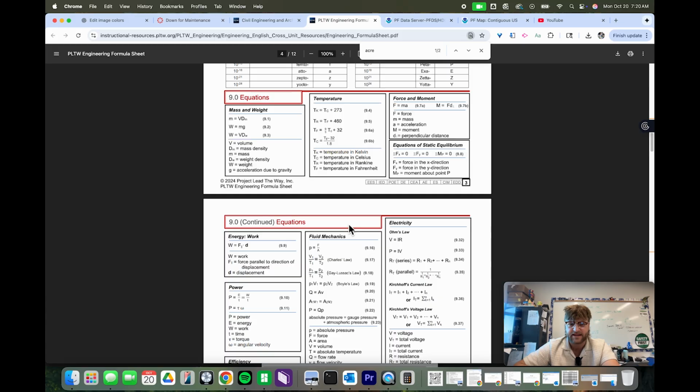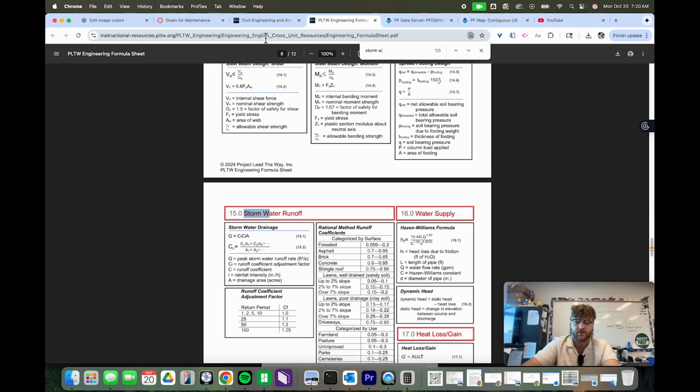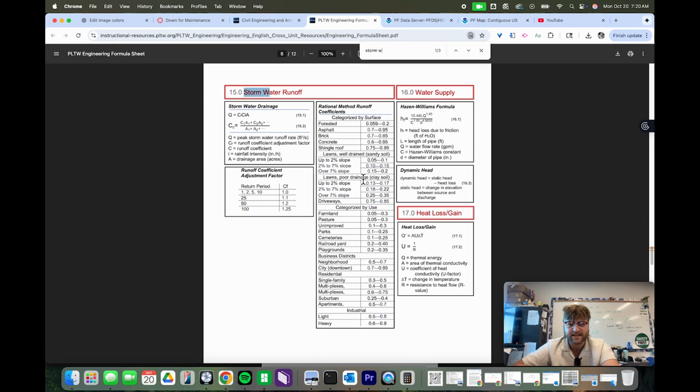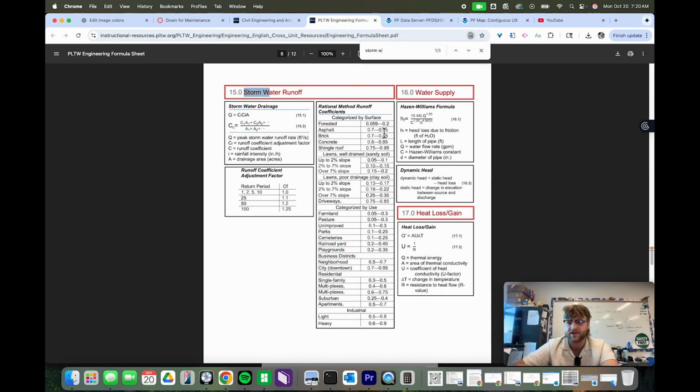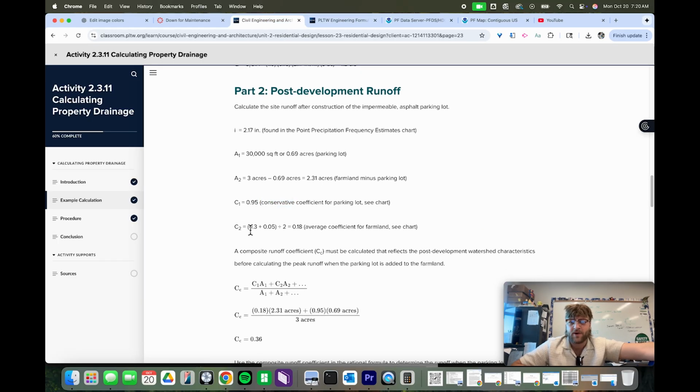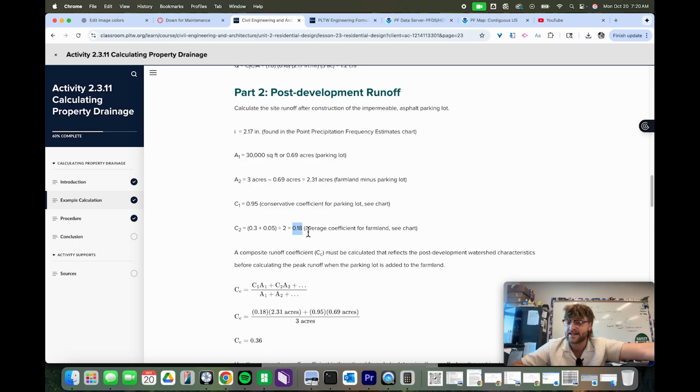Now C is for the parking lot, right? And so if you look at this, we can go back to our stormwater runoff section. And this is an asphalt parking lot. Now they say to use the conservative coefficient for the parking lot. And so if you use the conservative one, you're going to end up putting this at the highest range there, which is 0.95 for that. So that's how we end up getting that number there. So moving on, we've also got C2. So C2, they just have us using the average coefficient for the farmland, just as we did in the pre-development. And so that's still going to be 0.18, where we're rounding that up to the nearest tenth.